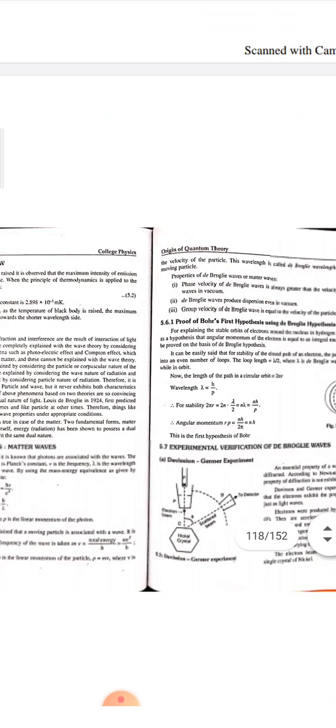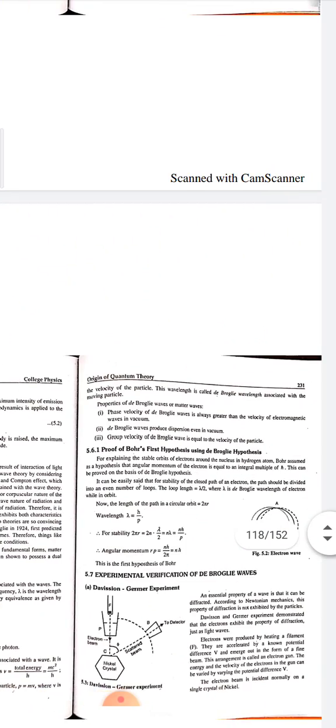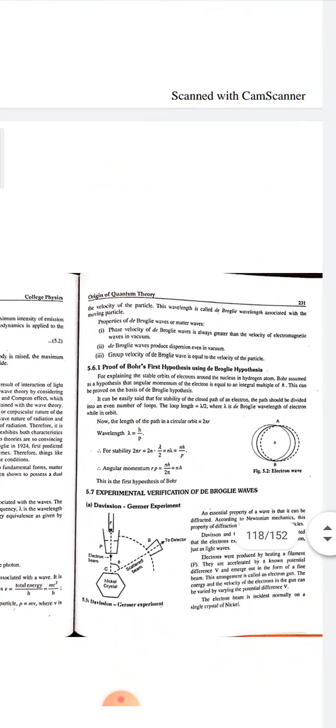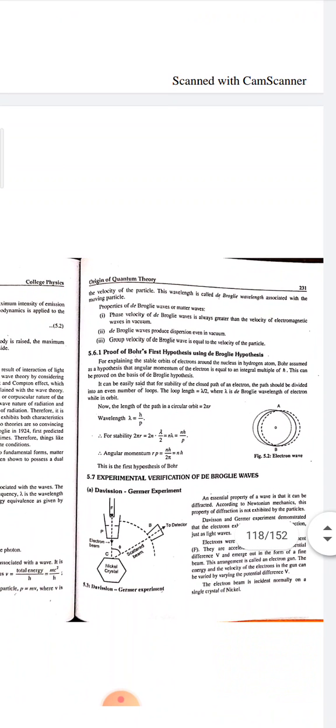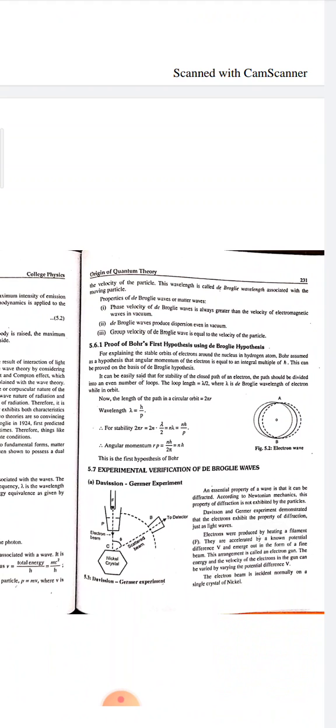Properties of the de Broglie wavelength. The phase velocity of the de Broglie wave is always greater than the velocity of electromagnetic waves in vacuum. De Broglie waves produce dispersion even in vacuum. The group velocity of the de Broglie wave is equal to the velocity of the particle.